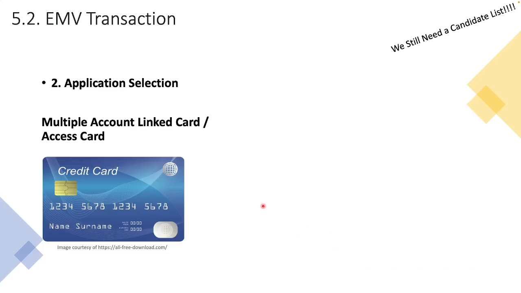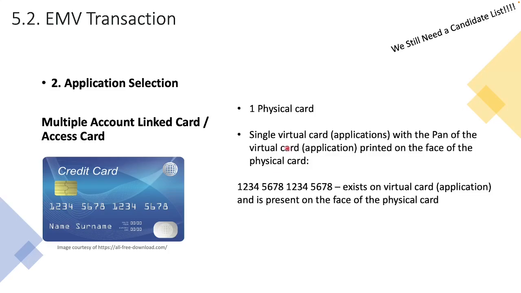Okay, the third scenario is a multiple account link card or an access card. Right, not very common, but you do see them out in the market. And what you are basically seeing is similar to the others. One physical card, one virtual card. So like for like, one application or one virtual card, the PAN of this virtual card is printed on the face. Okay.